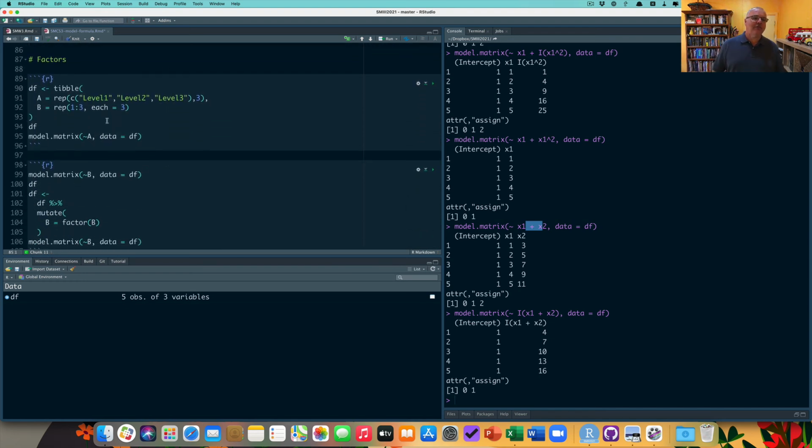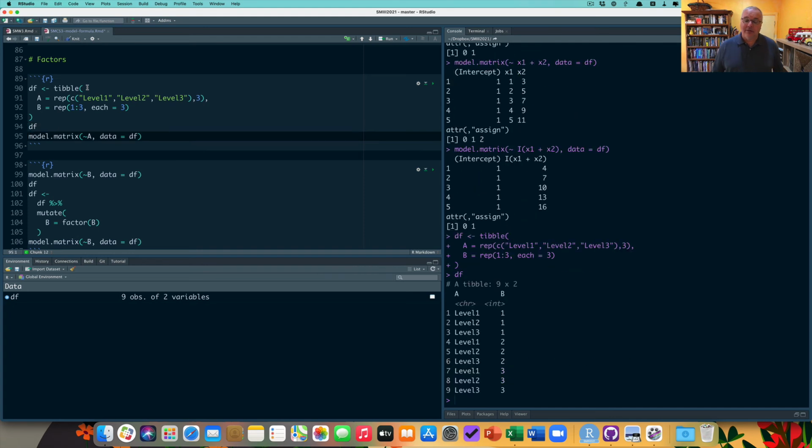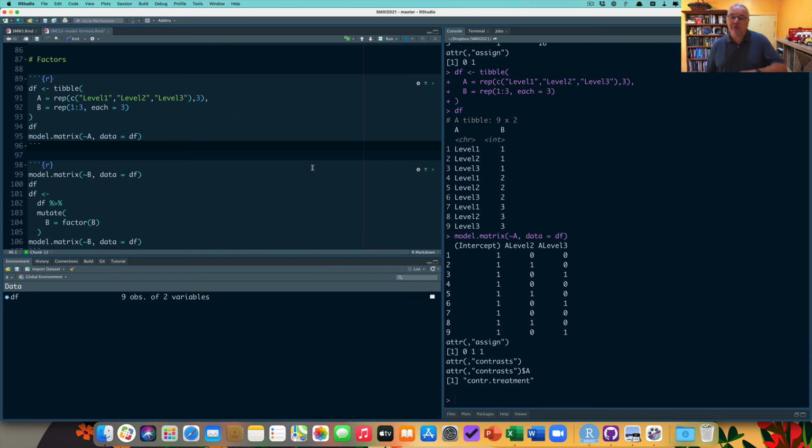So now we're going to have a look at factors. I'm going to set myself up a new data frame like this. In A, I've got levels 1, 2, 3. And in B, I've got 1s, 2s, and 3s. I put "level" in A so you can tell the difference between A and B. So let's do a model matrix of A. No problem, it's done with zero reference.